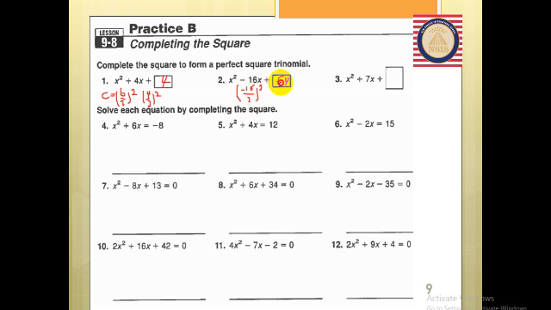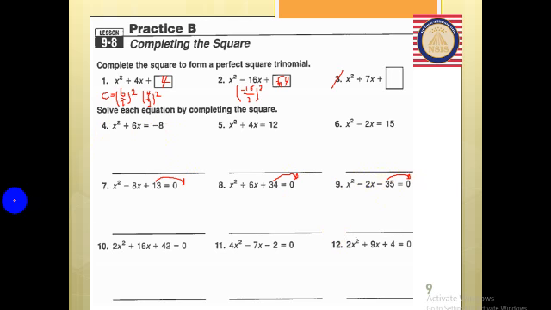Excellent. So you can solve number 3 by yourself. Do it. Okay. Solve each of the equations by completing the square. This is an easy one because I don't have a coefficient here. I'm going to put it in the form. Plus 13 will be negative 13 on the other side, and here it will be positive 35. I must make it in this form.